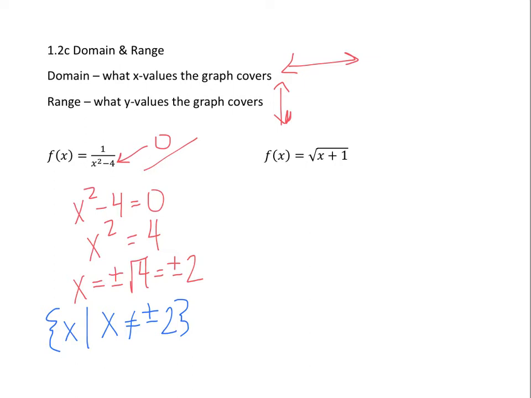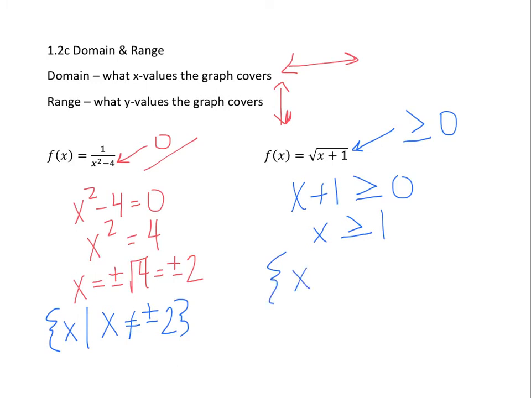If I look at the square root, you cannot take the square root of anything negative. So anything underneath the square root has to be greater than or equal to 0. So x plus 1 greater than or equal to 0. x has to be greater than or equal to -1. So I would say, in fancy brackets, all x such that x is greater than or equal to -1.